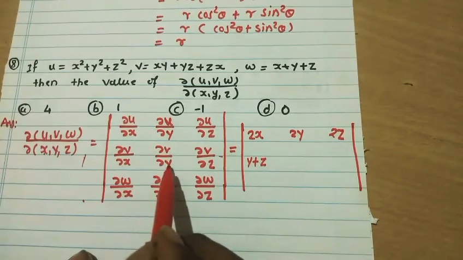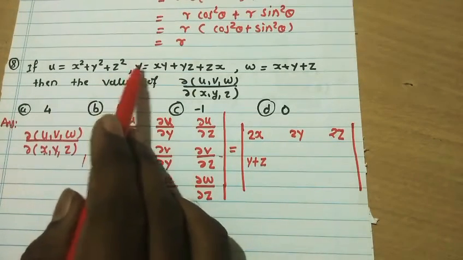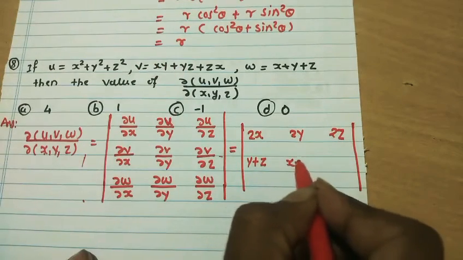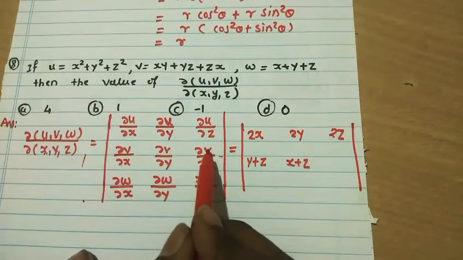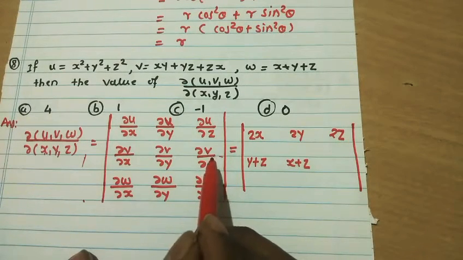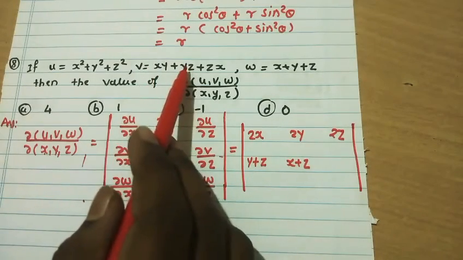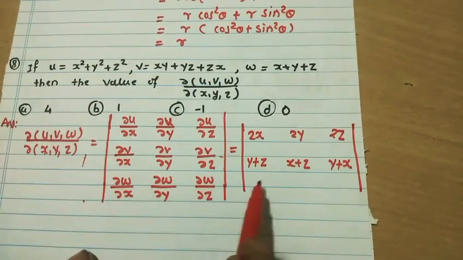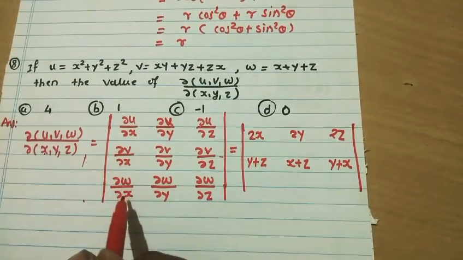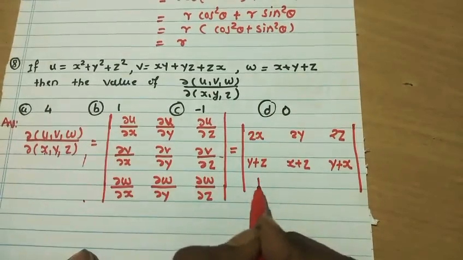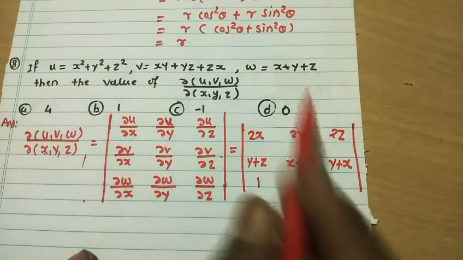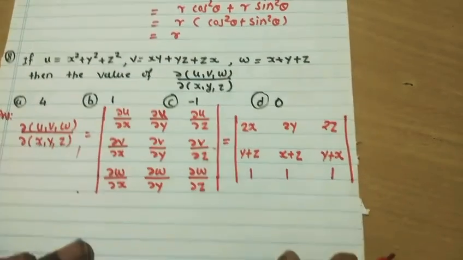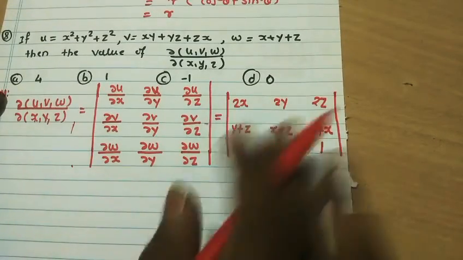In ∂v/∂y, partial derivative of v with respect to y, keep x and z constant. So you'll get x plus z. Partial derivative of v with respect to z, keep x and y constant. So you will get y plus x. In the third row, partial derivative of w with respect to x is 1. Partial derivative of w with respect to y is again 1. Partial derivative of w with respect to z is 1. Now try to find out the determinant of this.